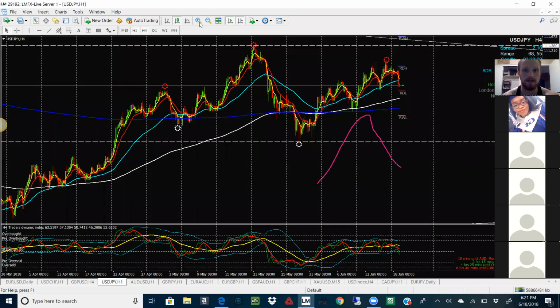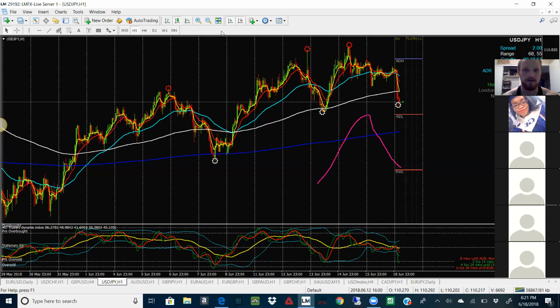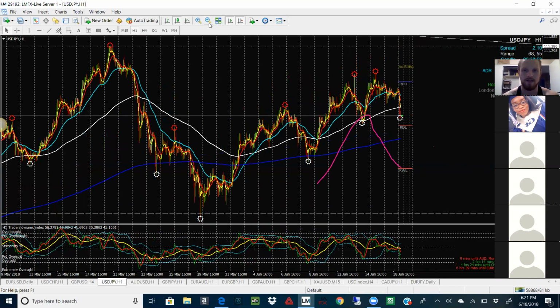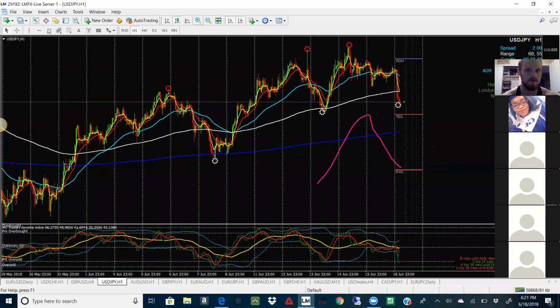Oh, someone's drawing. Nice little shark fin there. So the one thing that I'm seeing right here, damn it, Josh, or whoever that is.